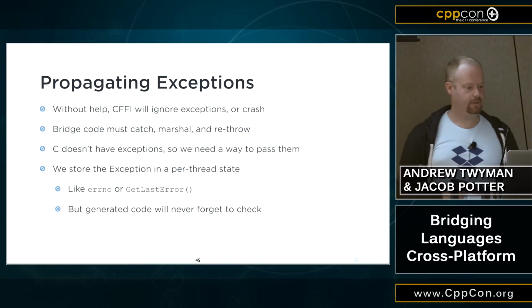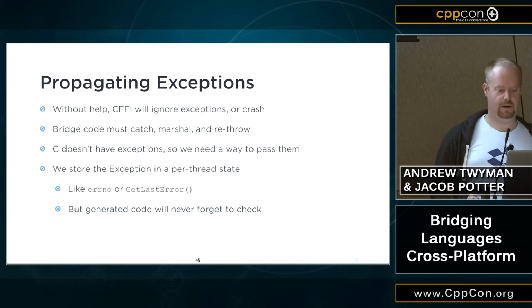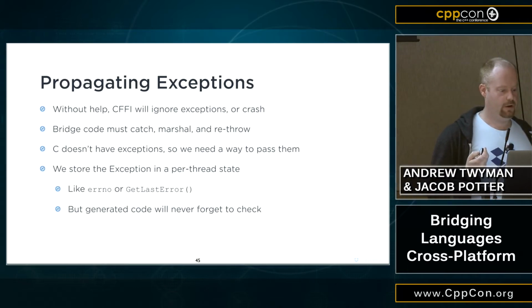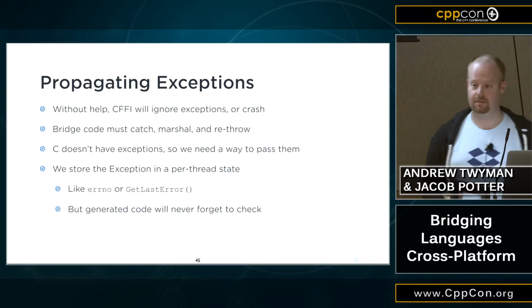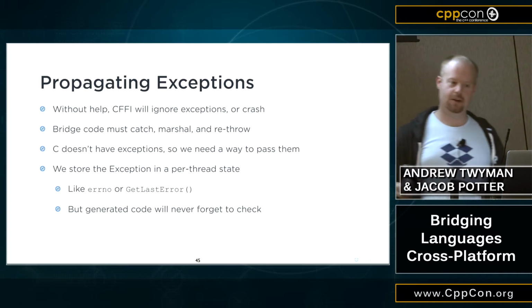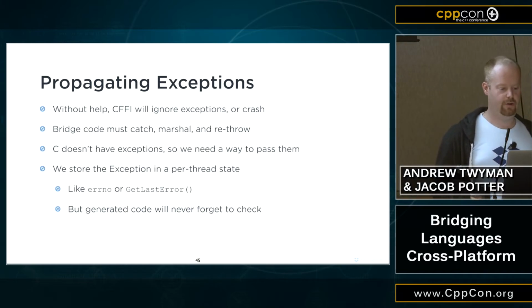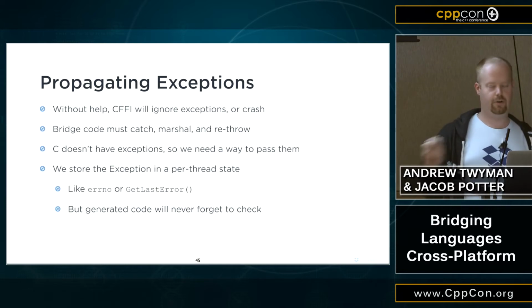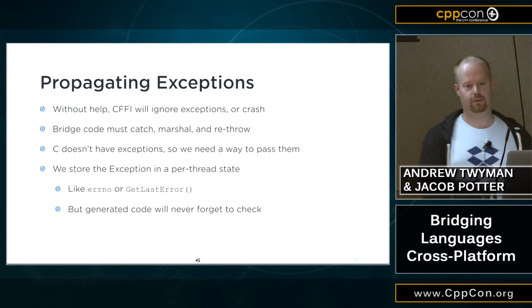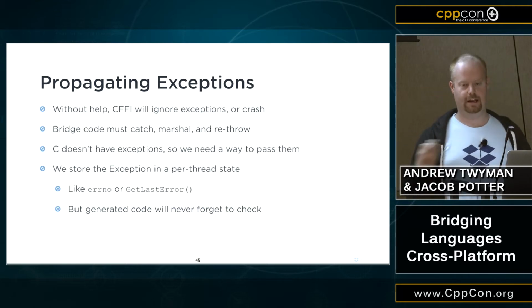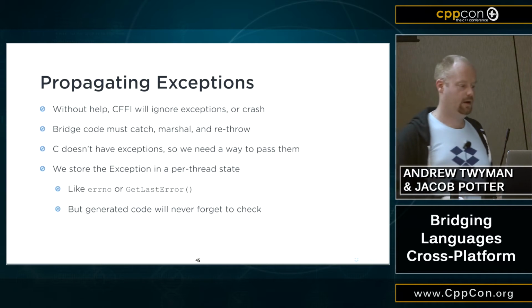So the last topic I want to talk about in terms of advanced language bridging for Python is exceptions. You might know that C doesn't have exceptions. Therefore, CFFI doesn't really know anything about them because it doesn't expect C functions to throw them. If you don't do anything of your own and an exception gets to CFFI, depending on where it gets there and from which language, you might crash. It might just ignore it and move on and return 0.